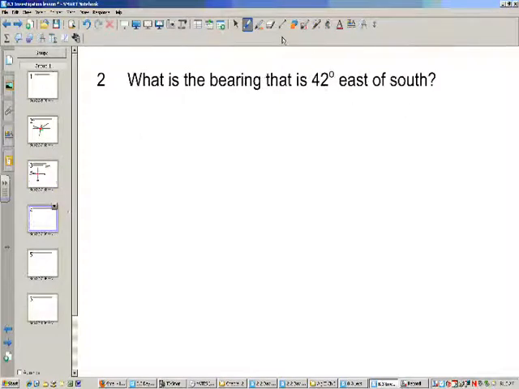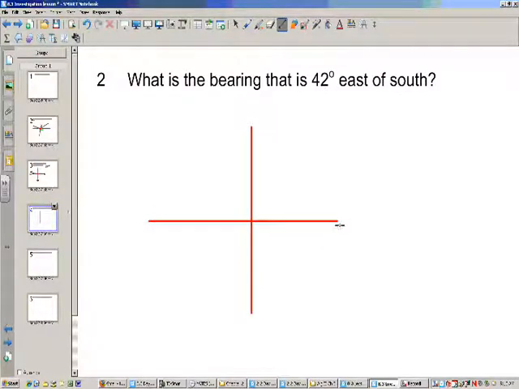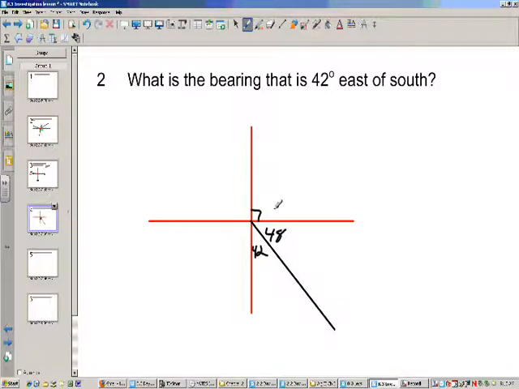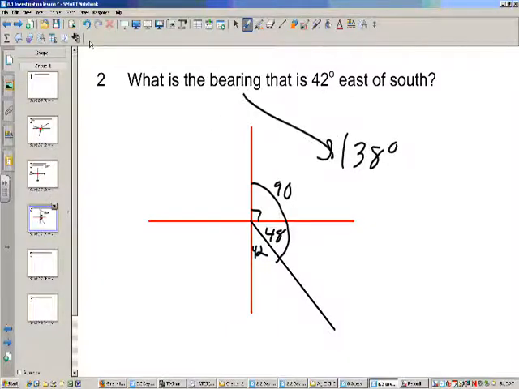If I want to find the bearing that's 42 degrees east of south, what I do is I look at this, I say south is here. If I want to go 42 degrees east of that, it'll look like this. And if that's 42, this here is going to be 48, and this is going to be 90. So this bearing is going to be 90 plus 48, which is 138 degrees. So that's what the bearing is going to be.